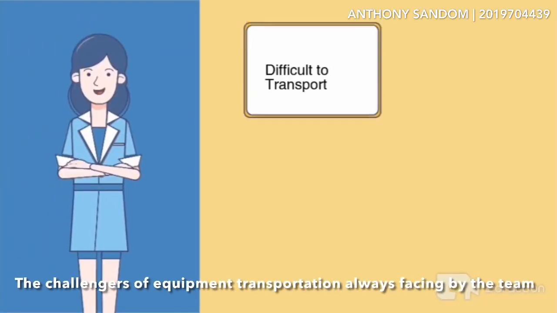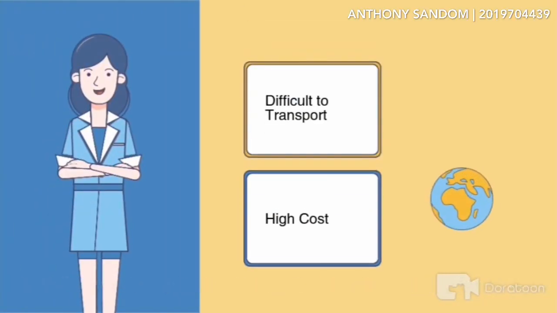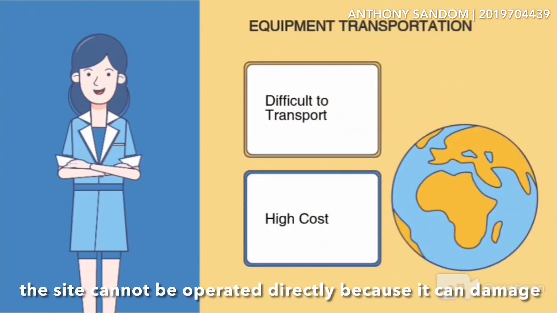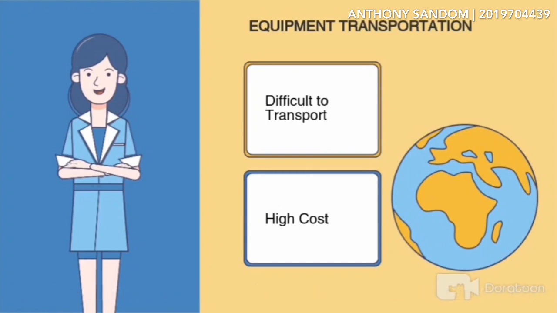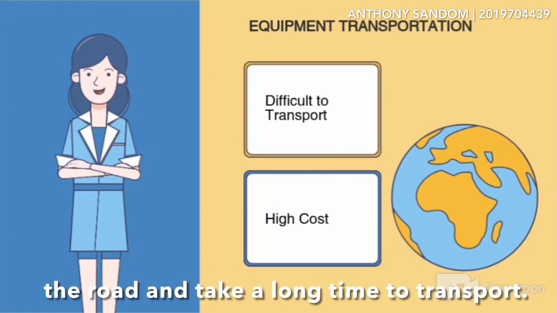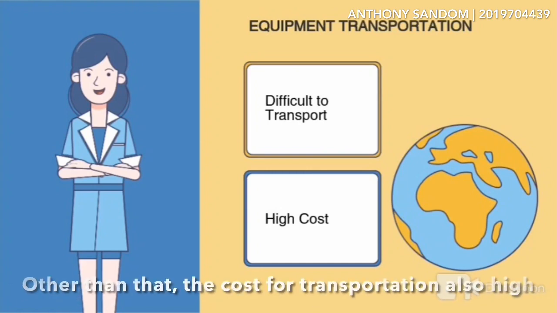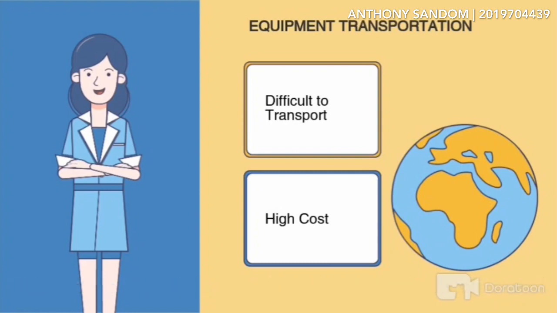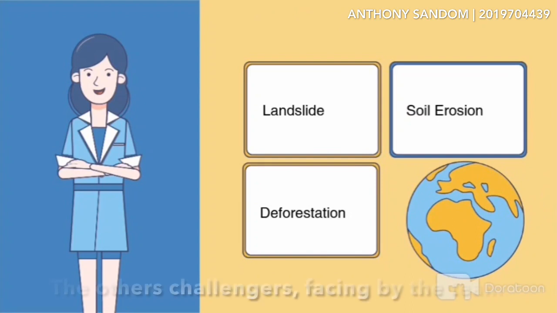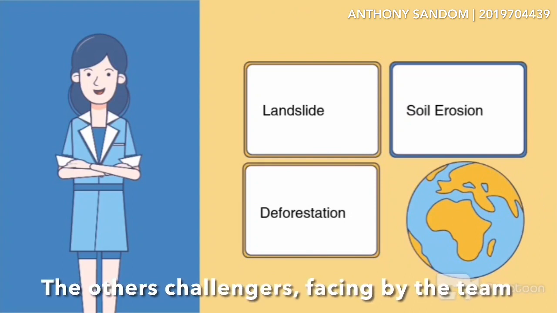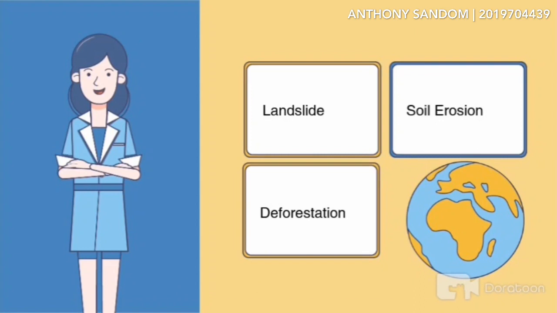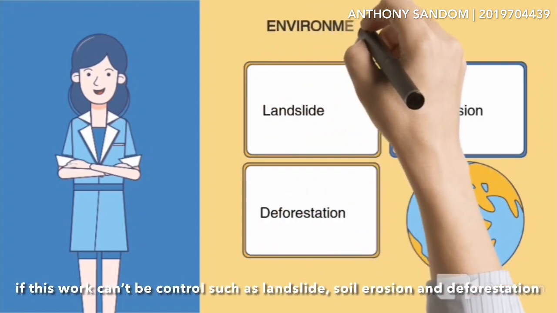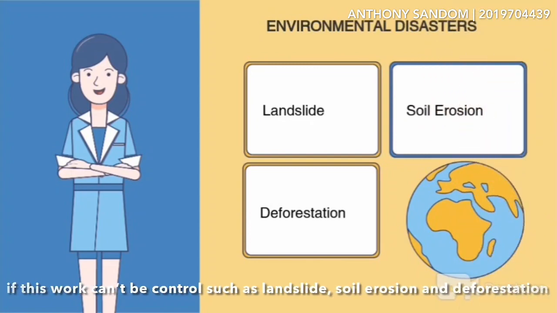The challenge of equipment is always faced by the team because the earthwork equipment cannot be operated directly from the warehouse to the site, as it can damage the road and takes a long time to transport. Other than that, the cost of transportation is also high. Another challenge faced by the team is that this work can cause environmental disasters if it cannot be controlled, such as landslides, soil erosion, and deforestation.